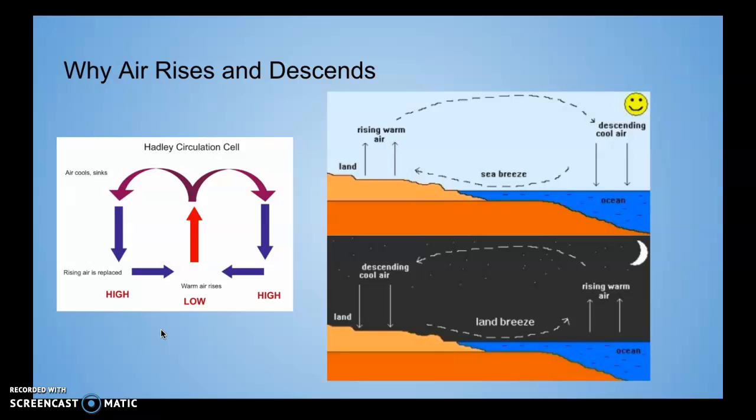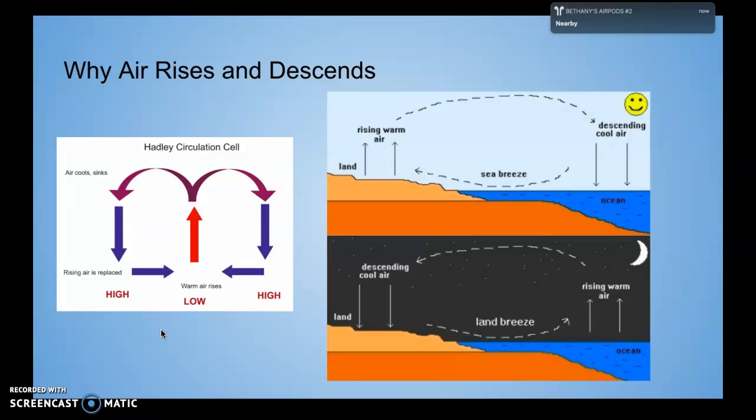So why does air rise and descend? When the surface is heated, the air on the surface heats up. The warm air is lighter, so it rises. It reduces the pressure locally. And it's lowered the air pressure in one area, so the wind then blows toward the low pressure zone. It's like a balloon full of air. When you let it go, it bursts away.